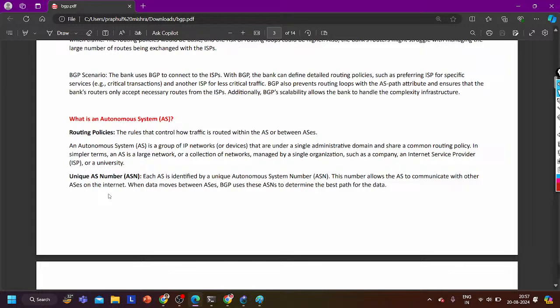A university can have multiple branches, one branch in Delhi, one in Mumbai, one in Bangalore, one in Ahmedabad, Pune, right? But the routing policy on all branches will be the same, right? So the entire network comes under a single AS.